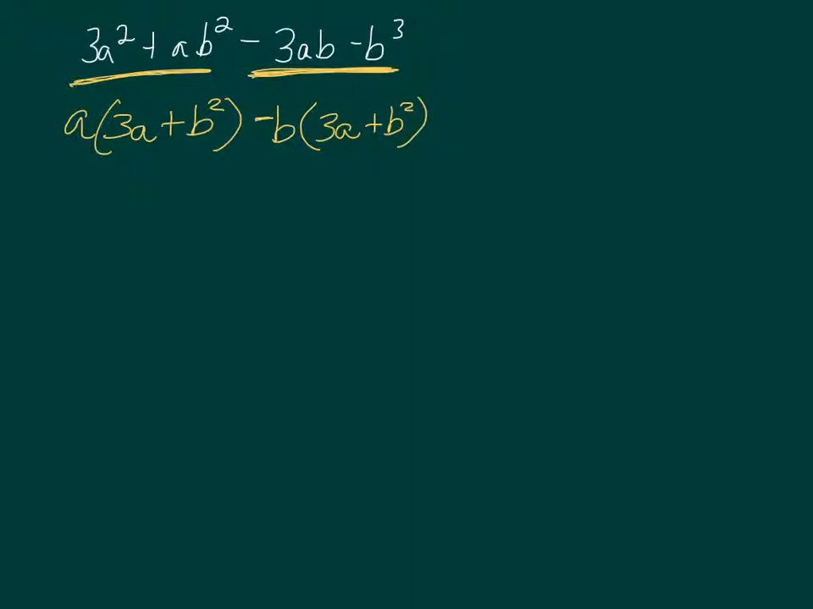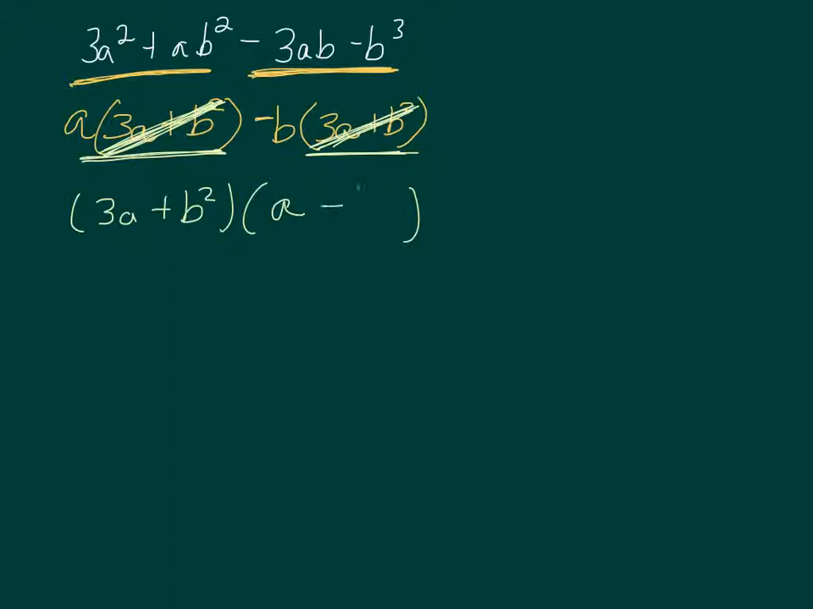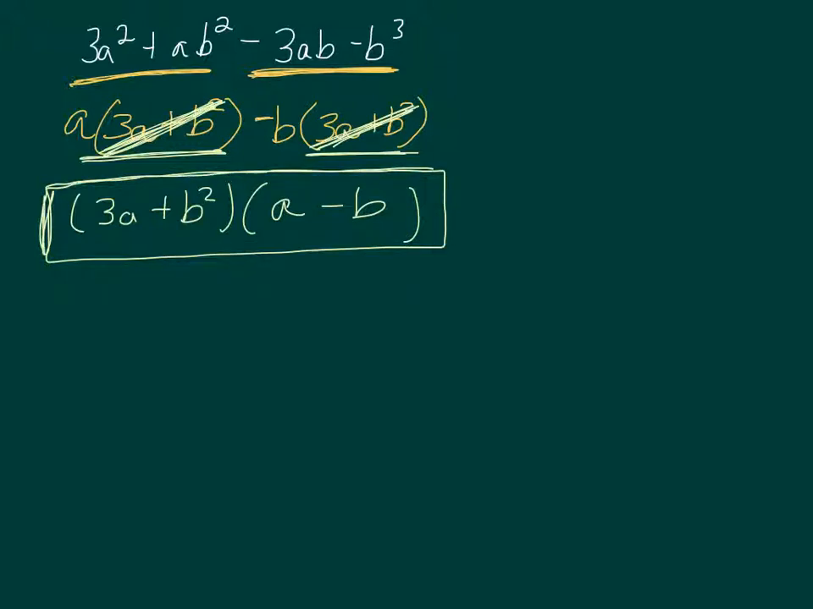Now, do you notice anything amazing? I see something amazing. The expression in parentheses is the same, so I'm going to pull that out. 3a plus b squared. And in parentheses, I'm going to write what's left. A is what's left after I get rid of the common expression in that group, and negative b, or minus b, is what's left after I get rid of the common expression in the second group. So there's my full factored form. What do you think? Good.